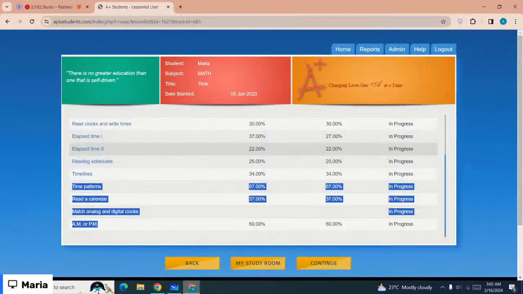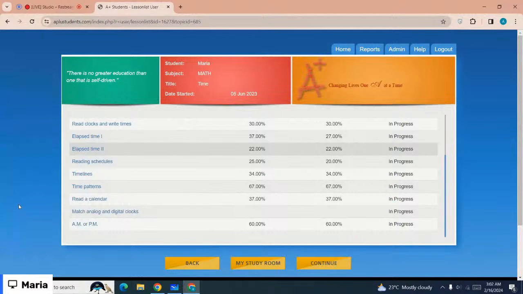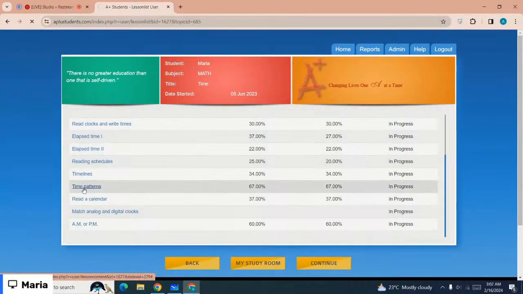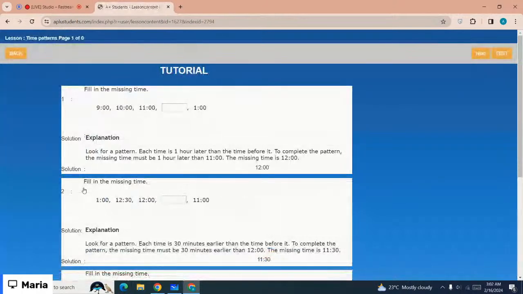So here I am on grade 3 math. The chapter we are working on is time. Let's just start with the lesson, that is time patterns. Okay, let's just start with the first example. Basically, like in simple numbers we have patterns, the same way in time we have patterns. You can deal with time in terms of numbers, right? Let's just start with the first example, that is fill in the missing time.